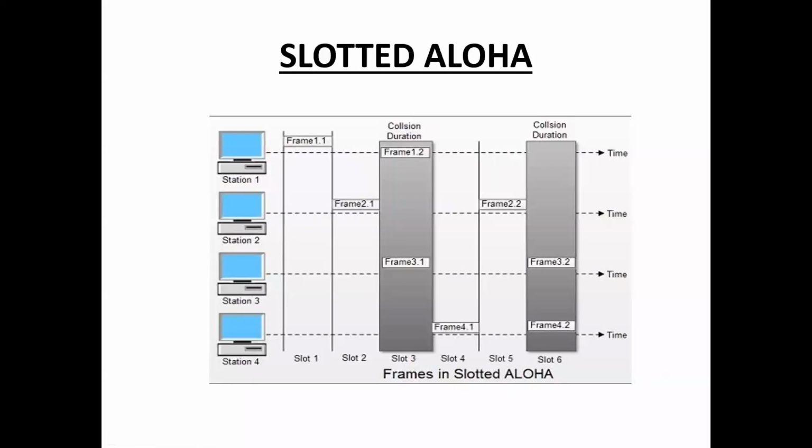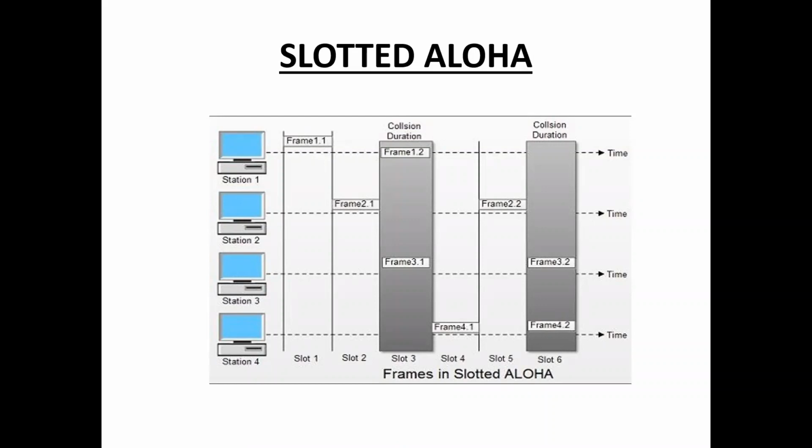Next one is slotted Aloha. Here slotted Aloha reduces the number of collisions and doubles the capacity of pure Aloha. Collisions also occur here, but when you compare it to pure Aloha, collisions are less. Here the shared channel is divided into a number of discrete time intervals called time slots.